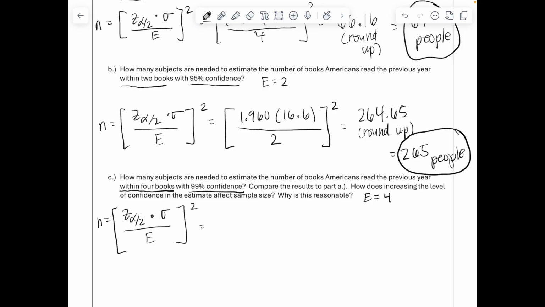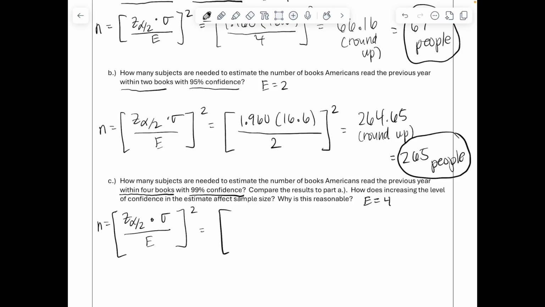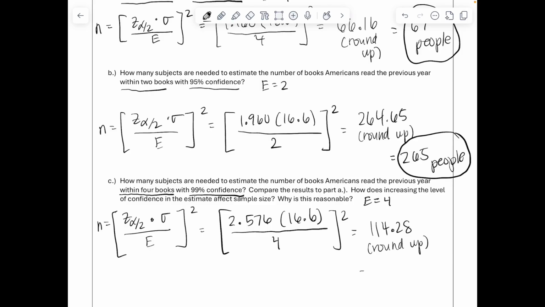And so we're going to have to go back to page 2 to get the Z sub alpha over 2 value that we need, that critical value. When we are 99% confident, our Z alpha over 2 value is going to be 2.576. So from the table on page 2, we know that Z sub alpha over 2 is 2.576. Sigma is still 16.6. And our margin of error is 4. Squaring this, we get 114.28. And again, we do need to round up. Rounding up, we do get 115 people.